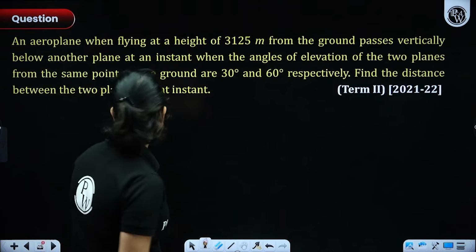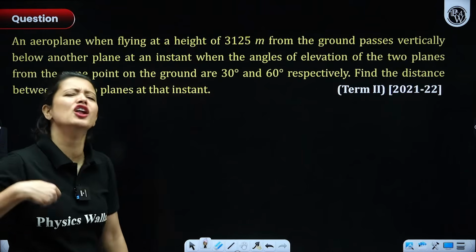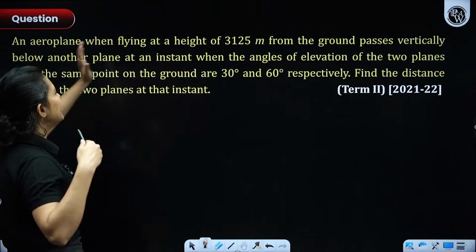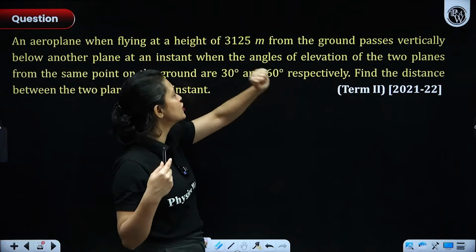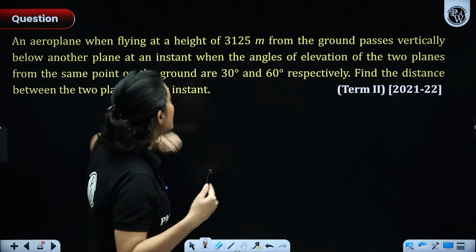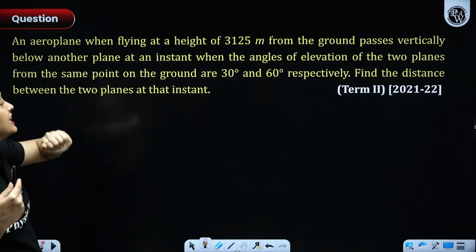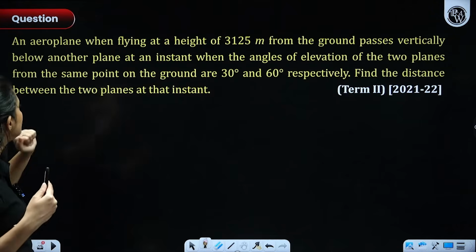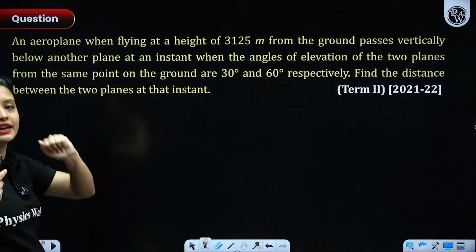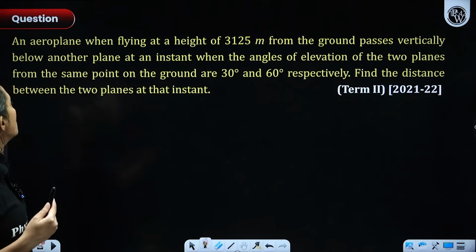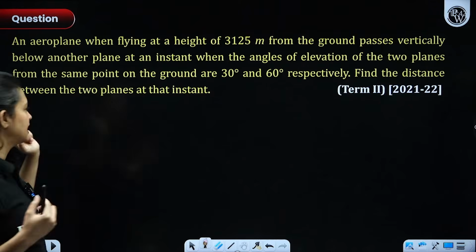A very important question, guys, has come in exams a lot of times. So an aeroplane, when flying at a height of 3,125 meters from the ground, passes vertically below another plane at an instant when the angles of elevation of the two planes from the same point on the ground are 30 degrees and 60 degrees respectively. Find the distance between the two planes at that instant.